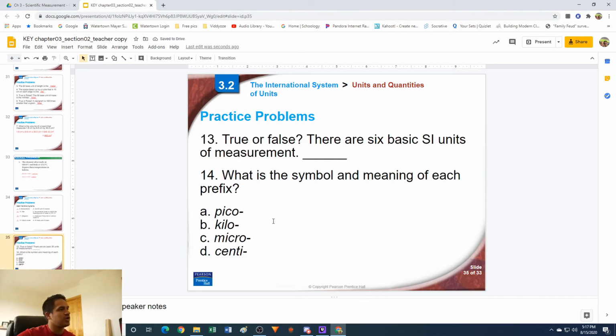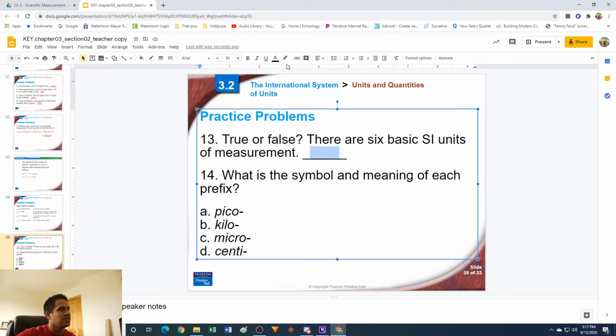All right, last two questions, true or false. There are 6 basic SI units of measurement. That is false. Number 14, what is the symbol and meaning of each prefix? So this can be found on the table on the previous slides, but pico. The symbol for pico is a P, and the meaning means 1 trillion times smaller.